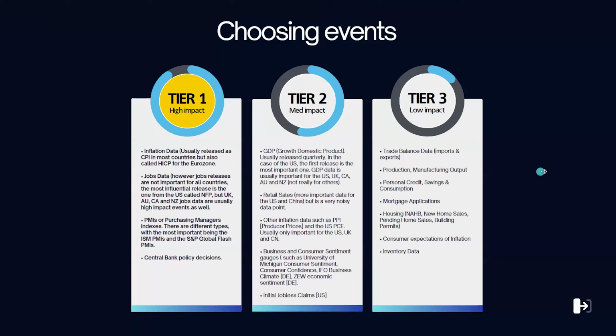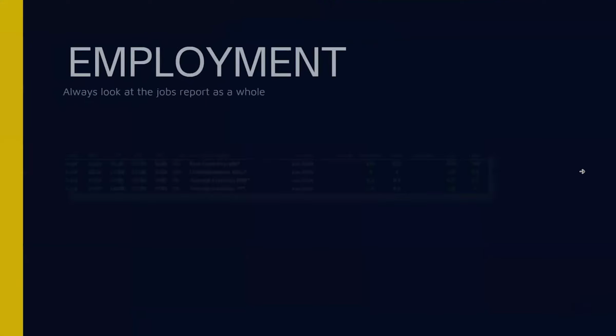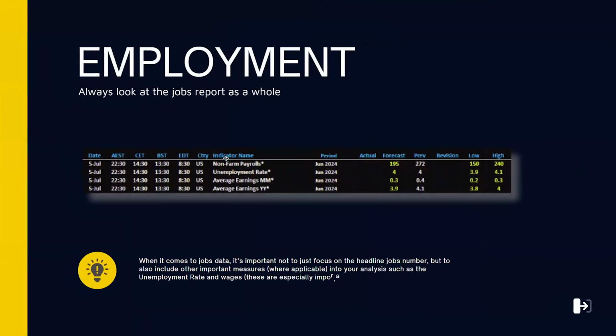Now, just to explain some of the nuances that I spoke about earlier, as a quick example, again, we can't go through all of them, in terms of jobs data for the US, it's important not just to focus on the headline jobs number. I see so many retail traders who want to trade NFP by only looking at the non-farm payrolls headline number. You cannot do that. You have to include the other measures, which sometimes, depending on the economic situation that we're in, can be even more important than the non-farm payrolls number. Things like the unemployment rate, your average earnings month over month and year over year. You have to look at all of these things.